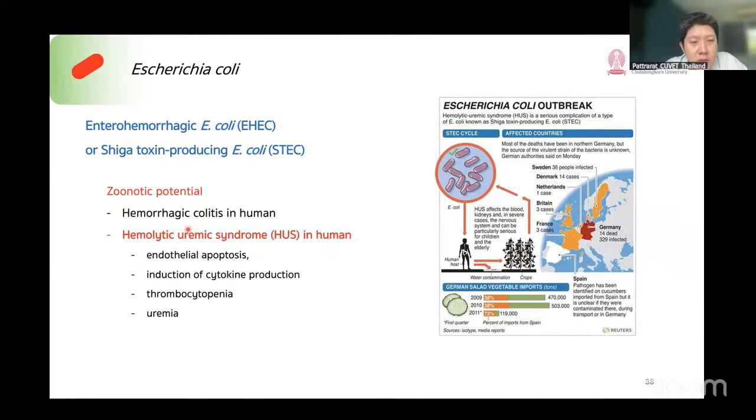The uremic is caused by the Shiga toxin destroying the endothelial lining of the glomerulus in the kidney. So there is retention of urea in the blood. So this is uremic.